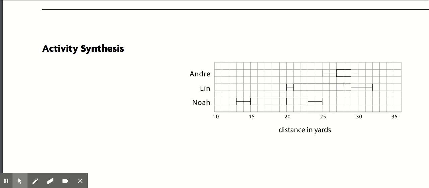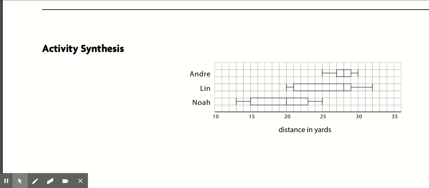So here are three box plots showing the distances that three students could throw their paper airplanes. And we can see Andre's planes flew between 25 and 30 yards. Lynn's planes flew between 20 and 32 yards, and Noah's planes flew between 13 and 25 yards. So let's answer some questions about this data.